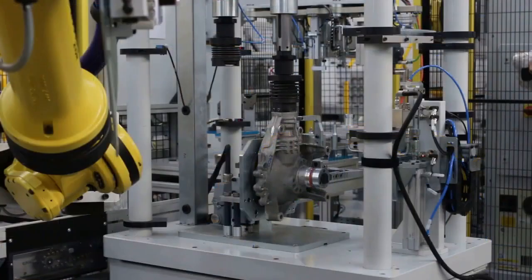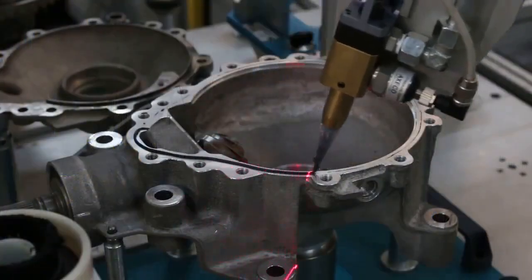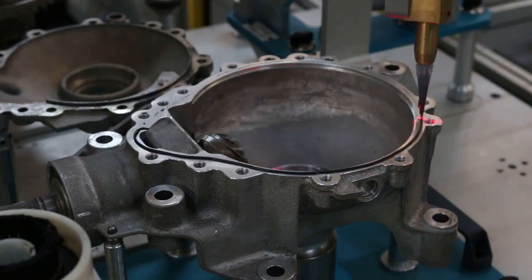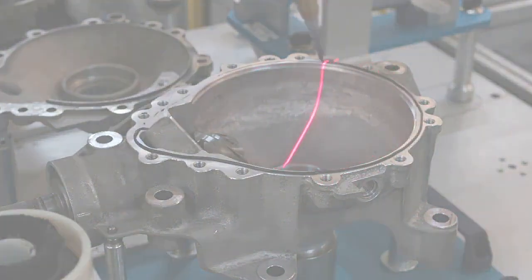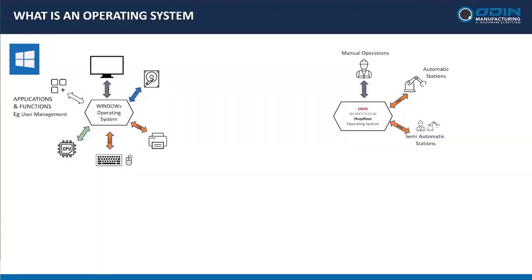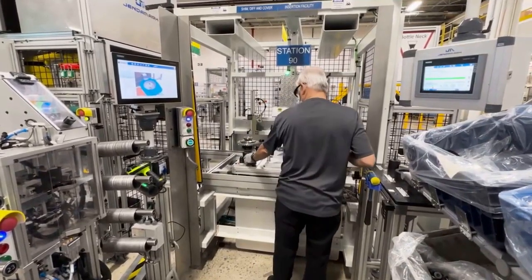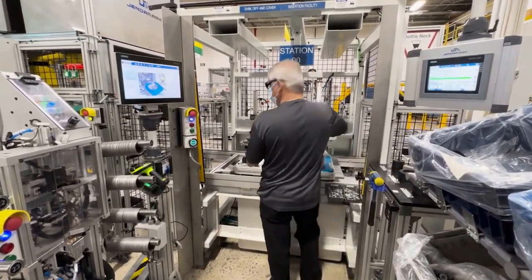So you have typical automatic stations that would do 5, 6, maybe 20 functions. And the operating system that we've developed is able to tell that automatic machine what to do, when to do it, record the data, quality data, process data, machine data, all being managed by this operating system. We then have probably the most complex scenario, where we have semi-automated machines where we have to manage the coordination of operators and machines.